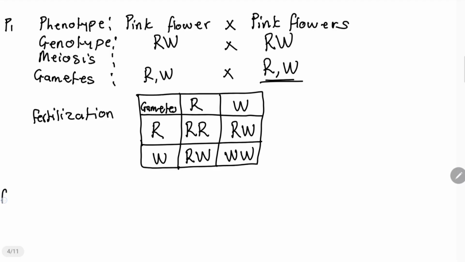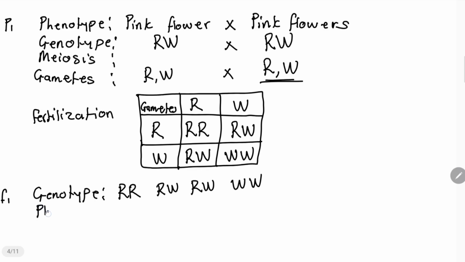Below P1 we're going to write F1, and in front of F1 we write genotype. And we simply copy the genotypes of the offspring. So it is going to be capital letter R, capital letter R, capital letter R, capital letter W, capital letter R, capital letter W, capital letter W, capital letter W. Below genotype now comes phenotype.